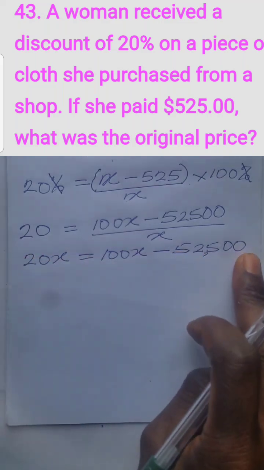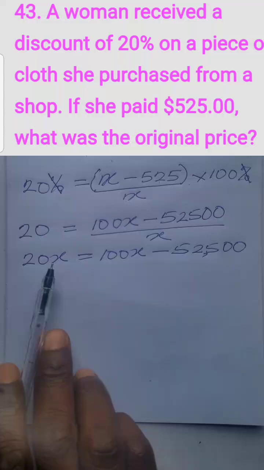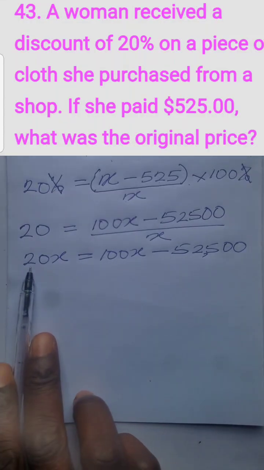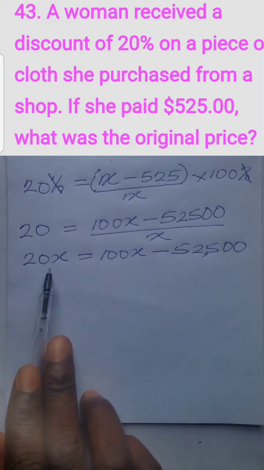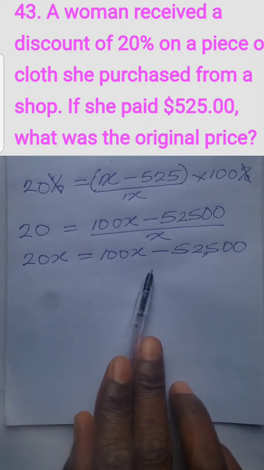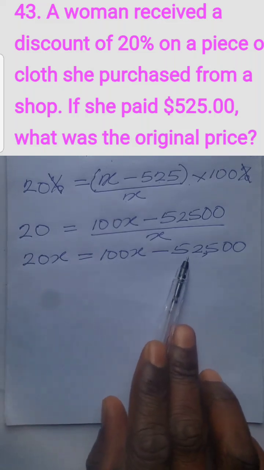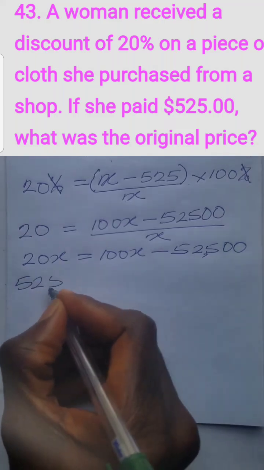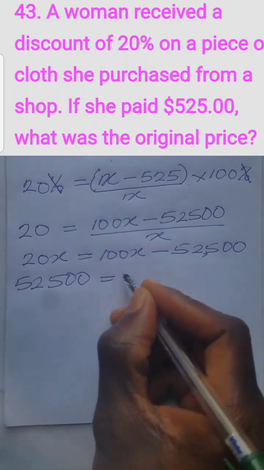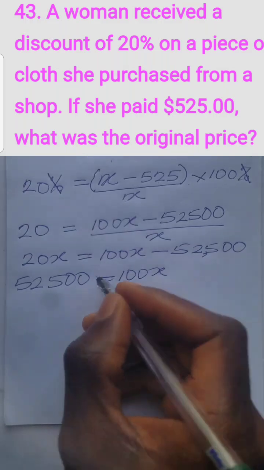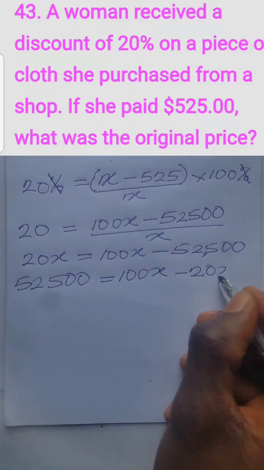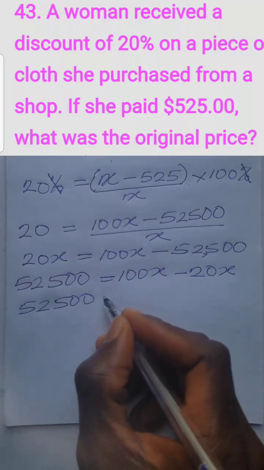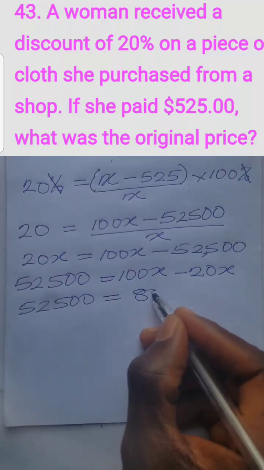Now we have a linear equation. What do you see we can do here? I can see us collecting like terms. You can either send X over here or send this X over here. I prefer the second one, so that this guy will come over here and become positive 52,500. This becomes 100X minus 20X. See that? So that becomes 80X.